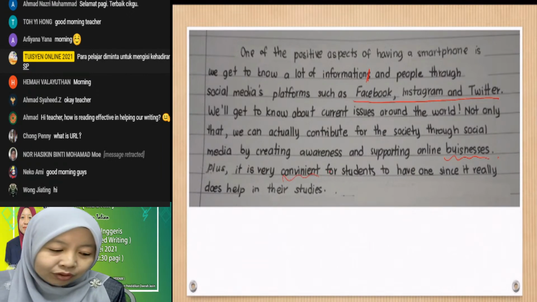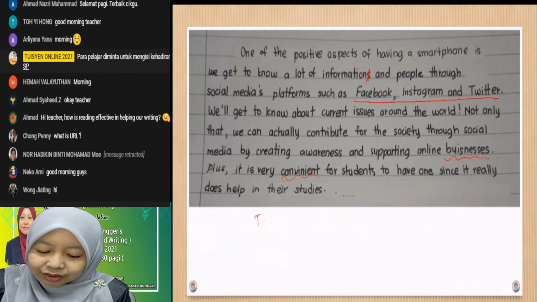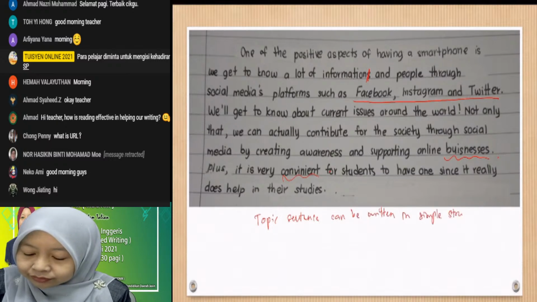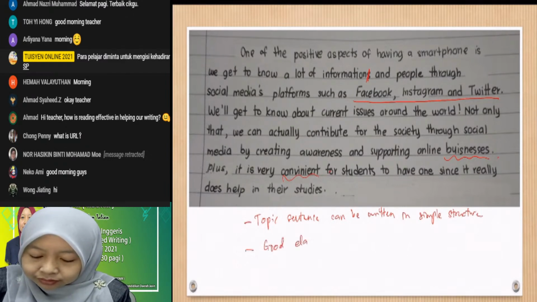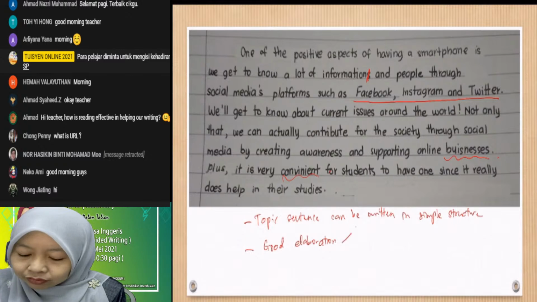Okay. So my comment here, the topic sentence can be written in simple structure, but I could see good elaboration because this student answered and explained the idea by answering the question of how and why plus what.